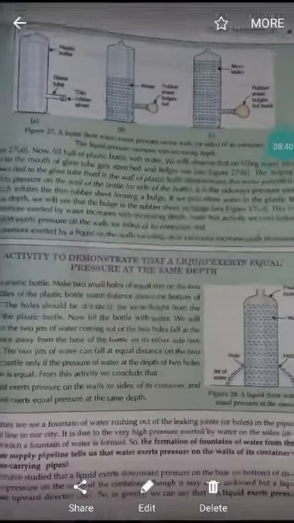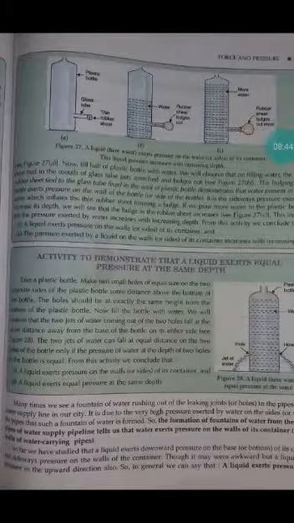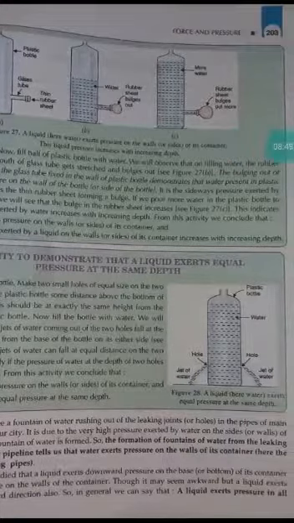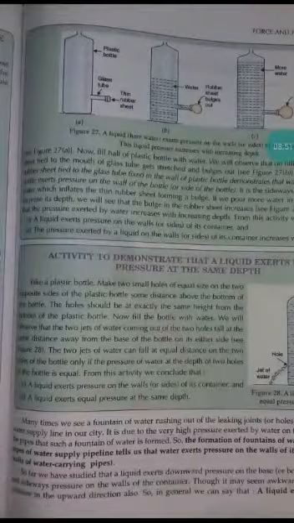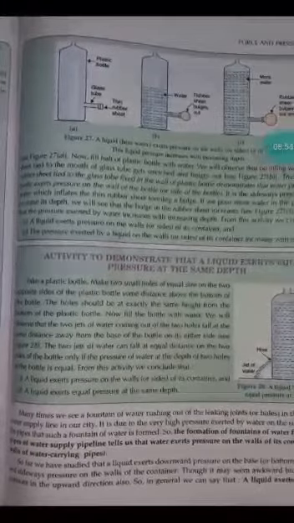So have you seen a fountain? Many times we see a fountain of water rushing out of the leaking joints or holes in the pipe of the main water supply line in our city. It is due to what? It is due to the very high pressure exerted by water on the sides or wall of the pipe. That is why such a fountain of water is formed.